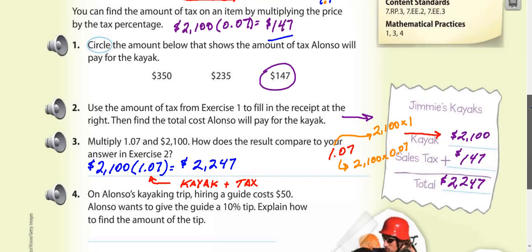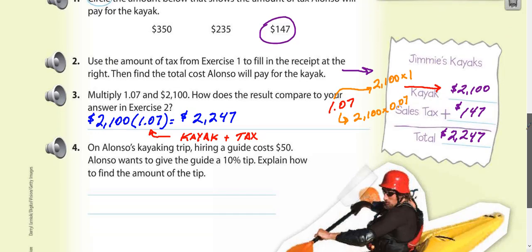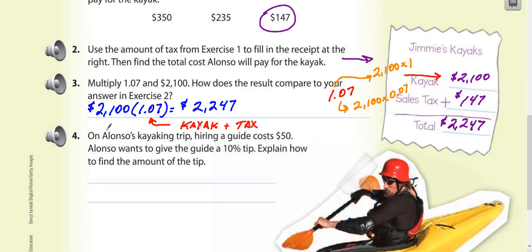Okay, once again, you're going to pause and you're going to solve part 4. Alonzo's doing a kayaking trip and he hires a guide. It costs $50. He wants to give the guide a 10% tip. Find out the amount of the tip and explain how you would do that.